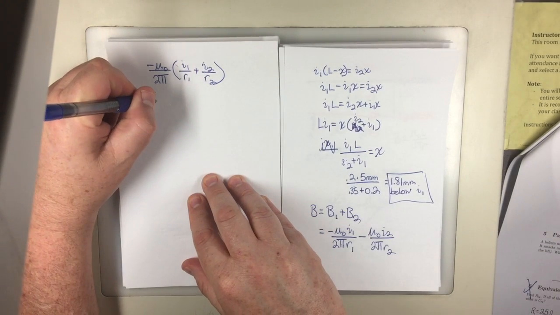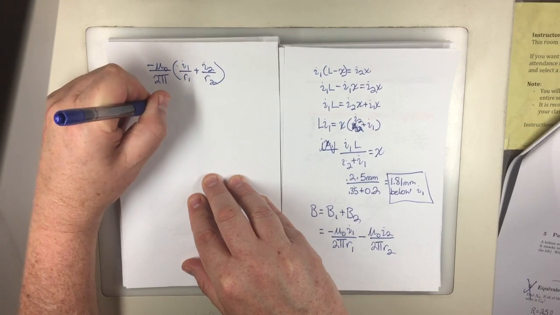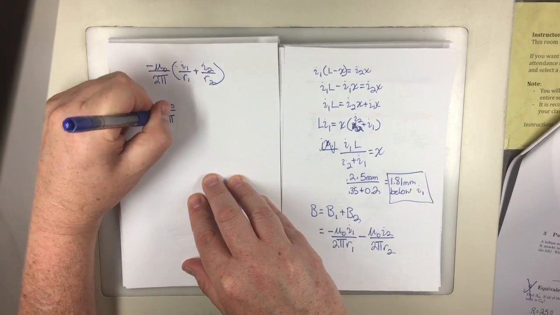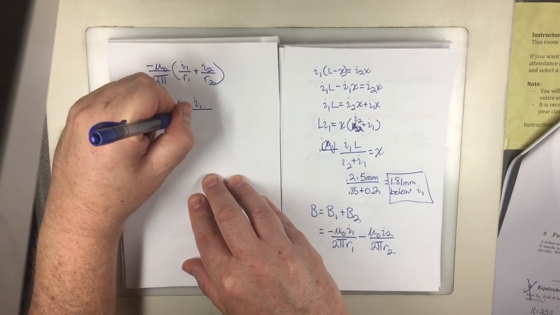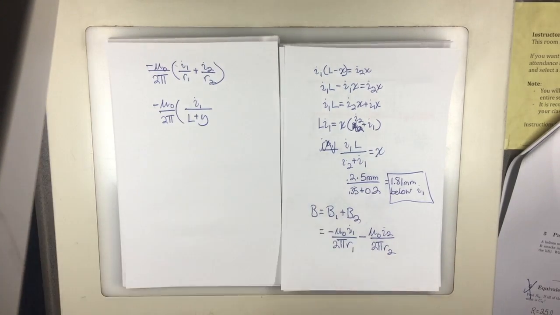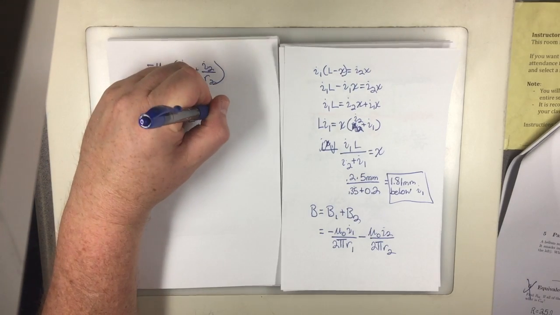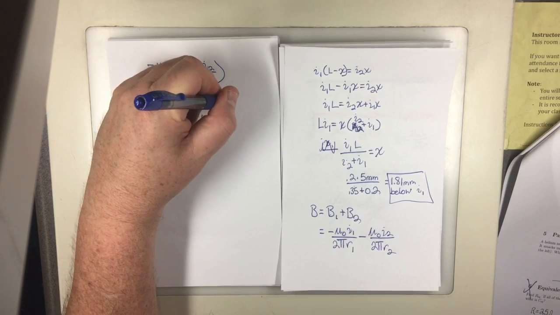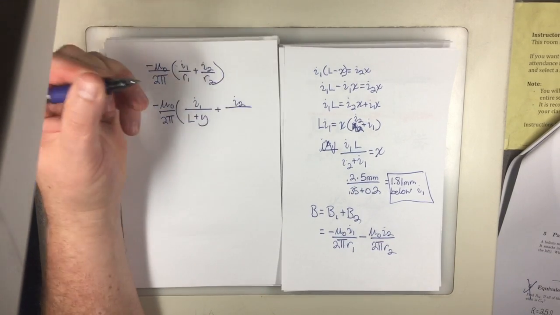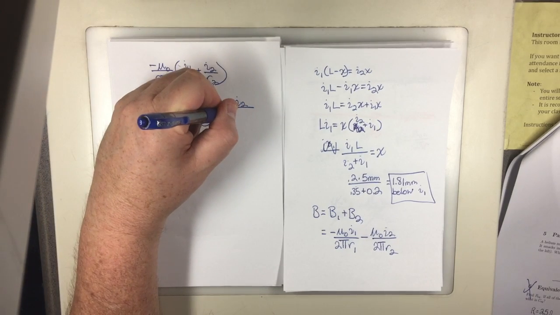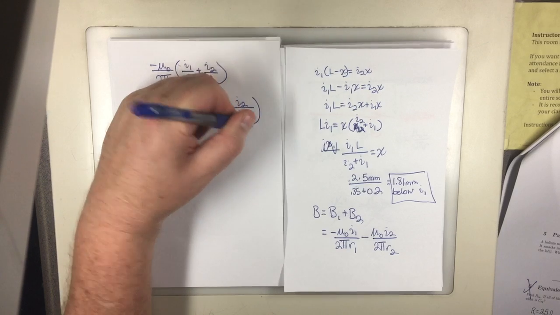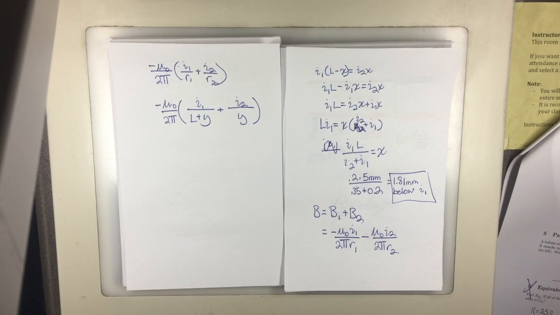For wire 1, it is L plus Y. You've got to go the distance L, which is the distance between the two wires, and then you've got to go a distance Y. Then R2 is simply Y, that distance.